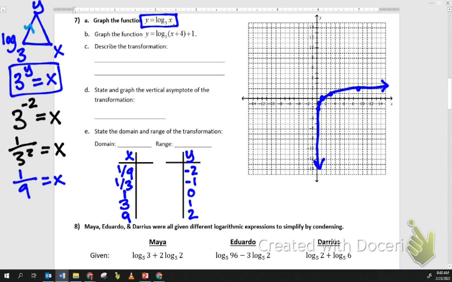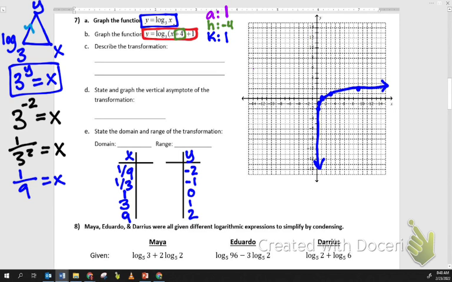Part B asks us to graph the function y equals log base 3 of x plus 4, plus 1. First thing I'm going to look for is my A, my H, and my K. Do I see an A value? No, so my A value is just going to be 1, because 1 times anything is itself. Do I see an H value? Yeah, -4. It's the opposite number. Do I see a K value? My K is +1.